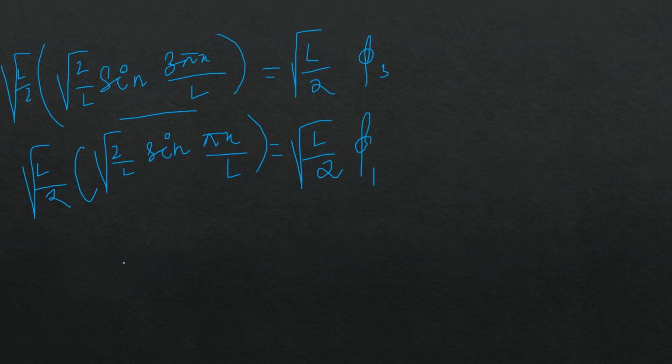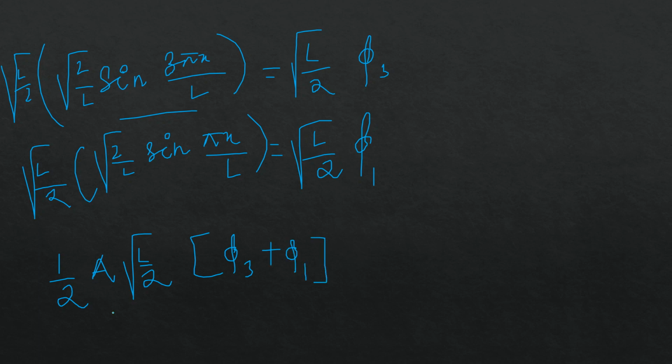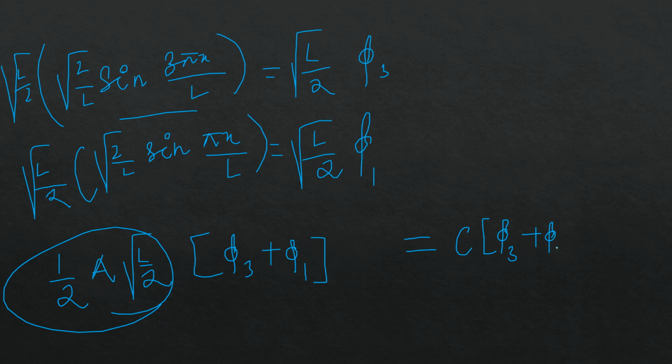Okay, so if I write it now in place of this, it will be 1 by 2a root over L by 2, and this will be your phi 3 plus phi 1, isn't it? Phi 3 plus phi 1. So I can take this as a whole constant, so I can write it as c times phi 3 and phi 1. Alright, so this is your psi, isn't it? This is your psi.